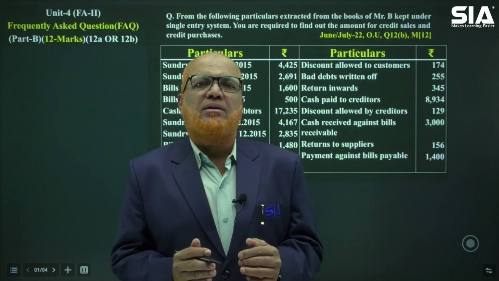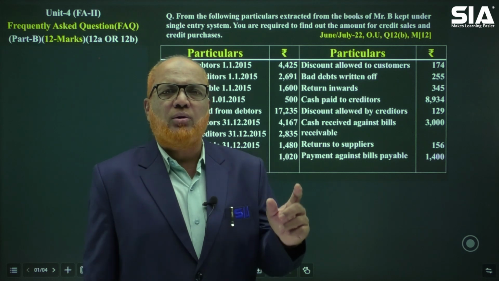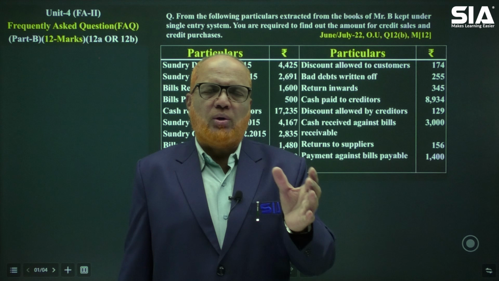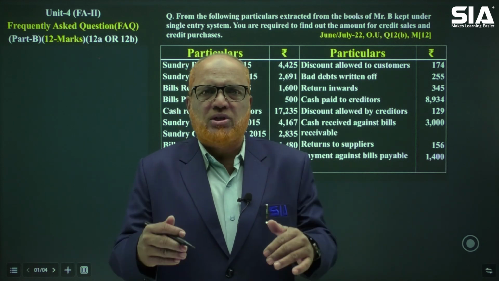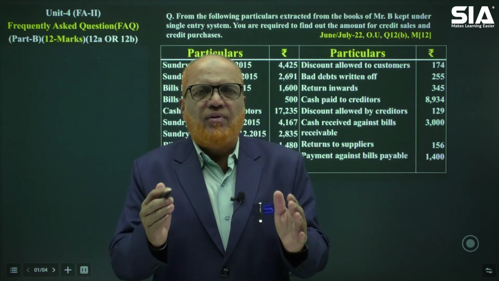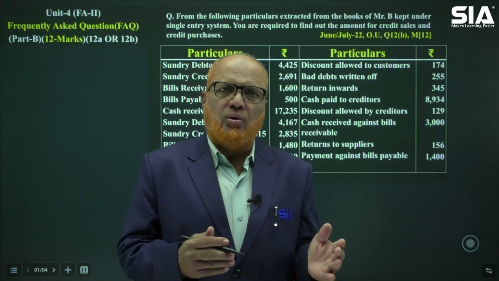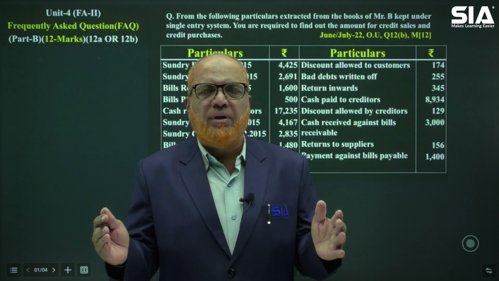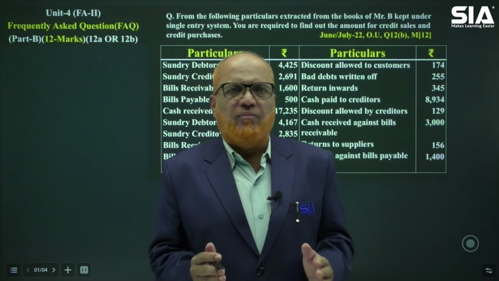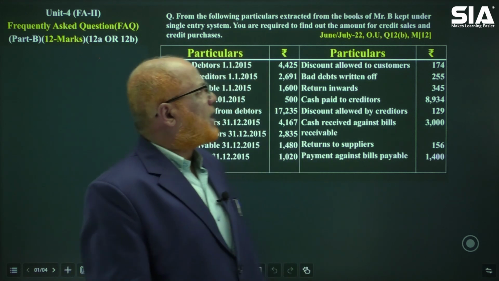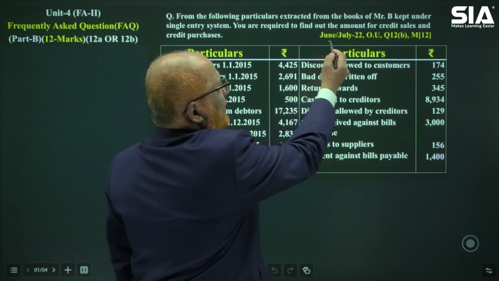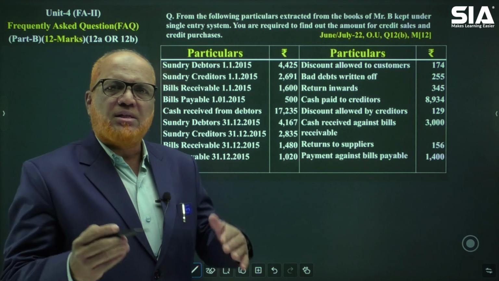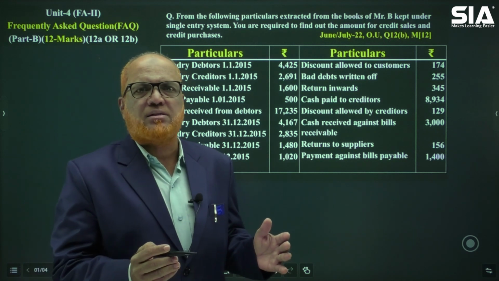In conversion method, the main requirement is to find out the total sales and total purchases. Once we find this total sales and total purchases, the other information we can get. And by using that information, we can prepare the trading account to find out the gross profit. We prepare the profit and loss account to find out the net profit. Similarly, we can prepare the balance sheet. So this problem, which I'm going to explain you in this video, has been asked in June, July 2022. And similar problems had also been asked in various examinations in the past.